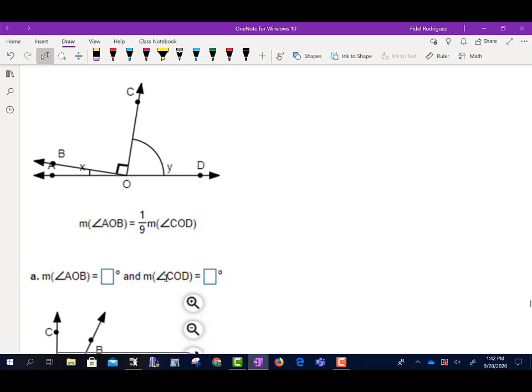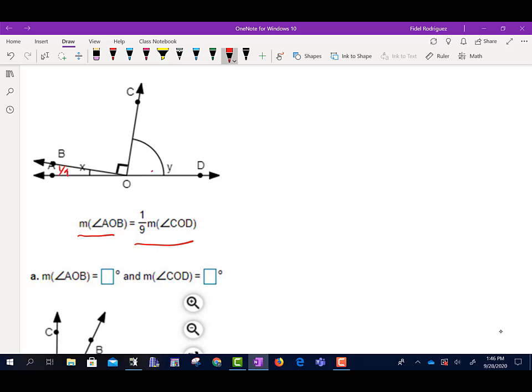All right. So let's take a look at this next problem, see if we can figure it out. It says the measure of angle AOB is 1/9 the measure of angle COD. So let's do this one. We know that the measure of angle AOB is 1/9 the measure of angle COD. So you can see that this angle right here is 1/9 of that angle right there.